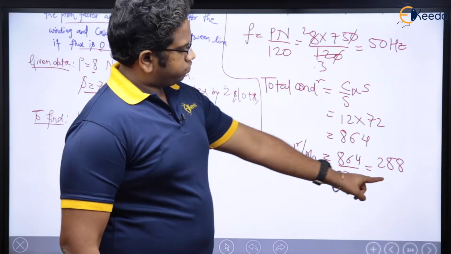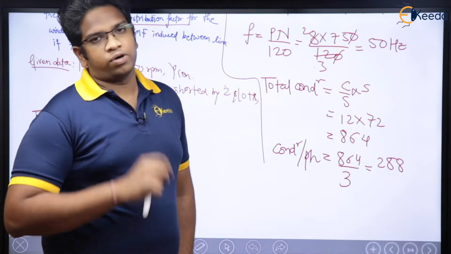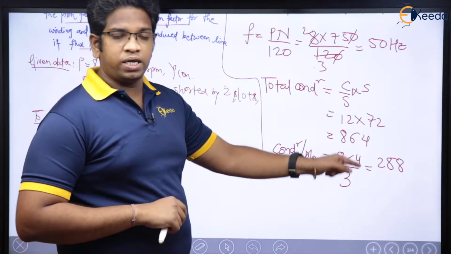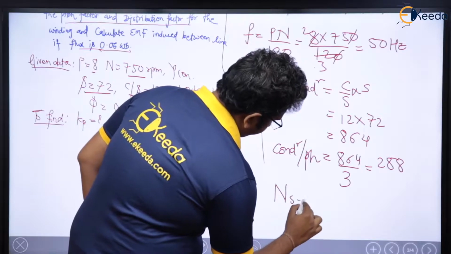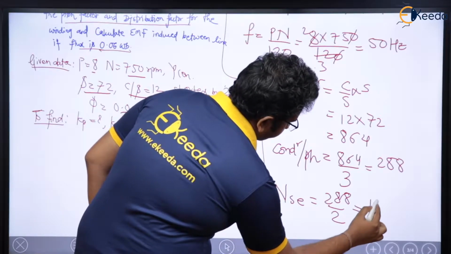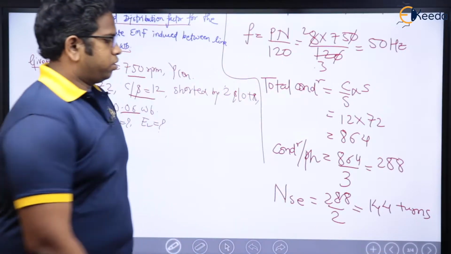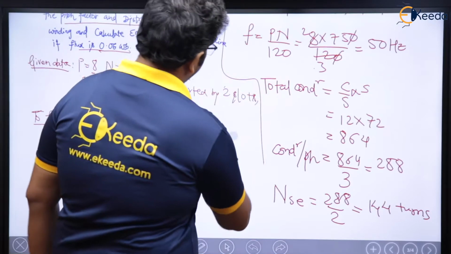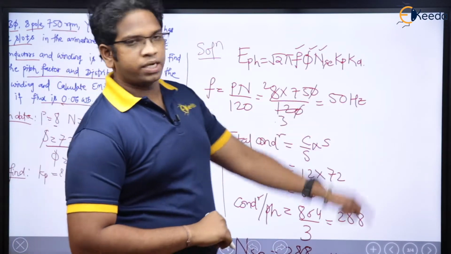Now, since this is 288, what is the number of turns? We know that one turn will have two conductors. So for 288 conductors, we have 288 divided by 2 turns. The number of series turns is 288 by 2, which is nothing but 144 turns. Getting my point, right? Now the number of series turns is also known. What else do we need? We need KP and KD, right?